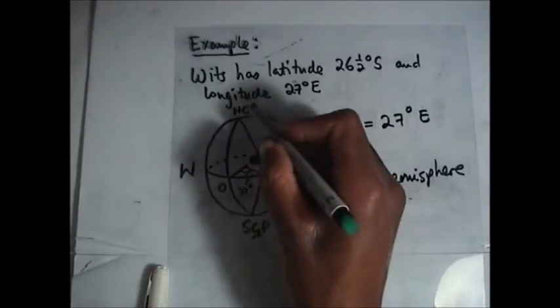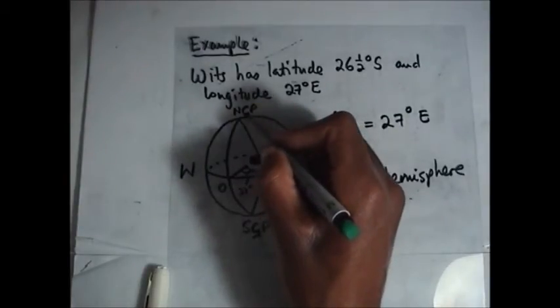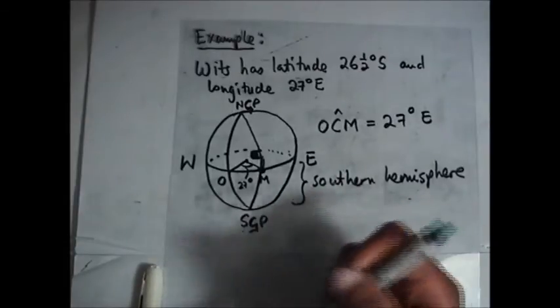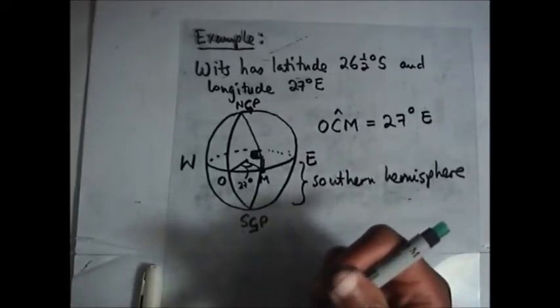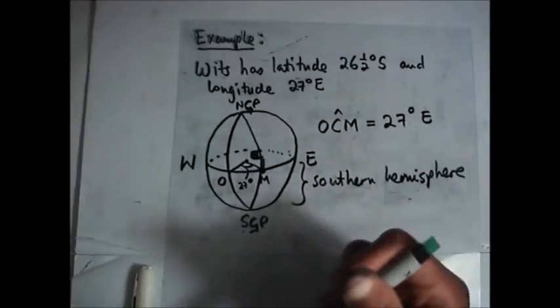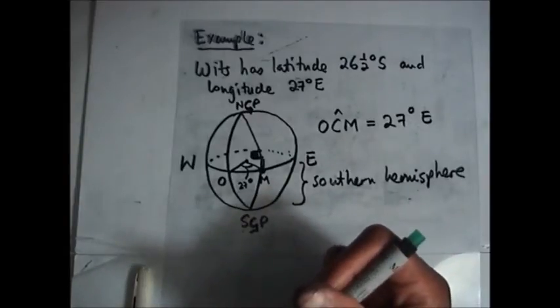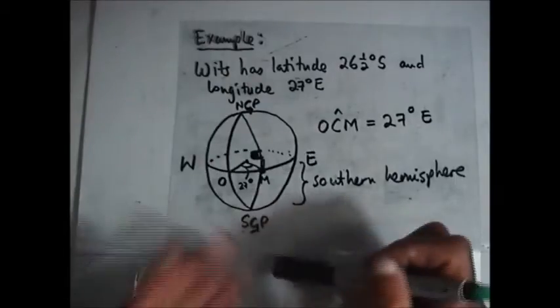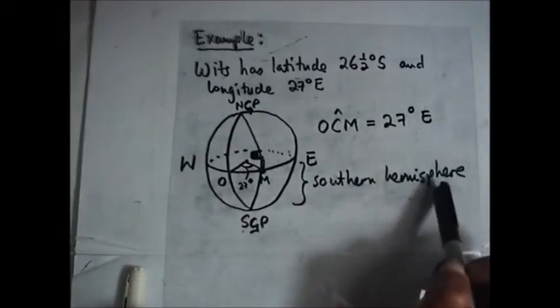Forgive me for putting NCP. I was totally wrong. It's going to be NGP and SGP, not NCP. That was totally wrong. Some people picked it up already, and they were laughing. But yeah, this is the way it's supposed to be. So this is the southern hemisphere.